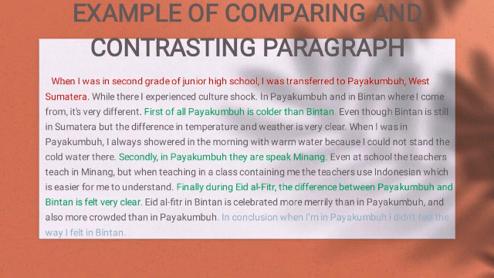The topic sentence of this paragraph is: when I was in second grade of junior high school, I was transferred to Payakumbuh, West Sumatra. The controlling idea is Payakumbuh, West Sumatra. The first supporting sentence is: first of all, Payakumbuh is colder than Bintan. First supporting detail is, even though Bintan is still in Sumatra, the difference in temperature and weather is very clear. The second supporting detail is, when I was in Payakumbuh, I always showered in the morning with warm water because I could not stand the cold water there.